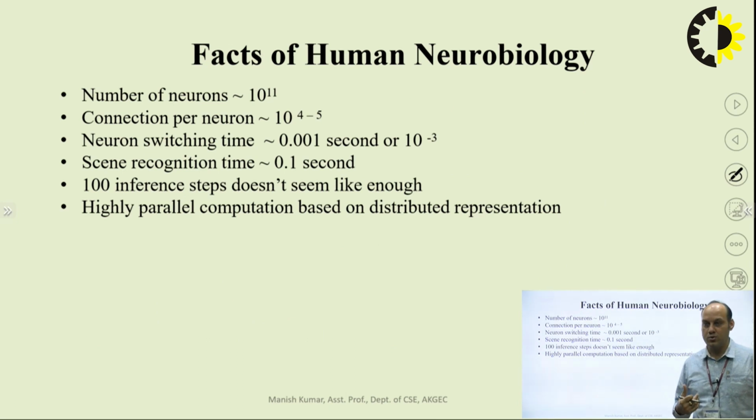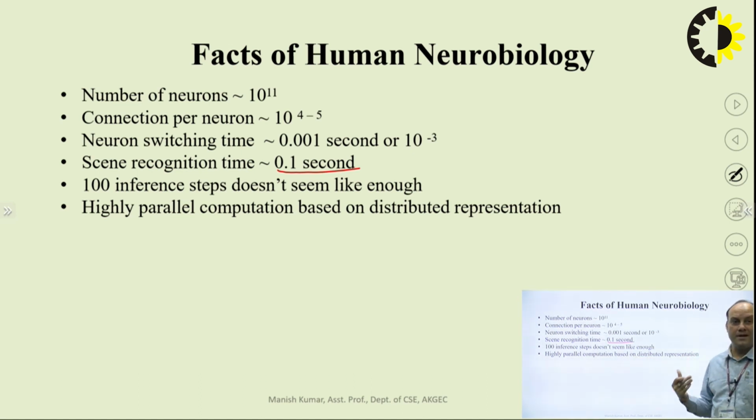Okay, students, there are several facts you should all know. There are millions and trillions of neurons: the number of neurons is 10 to the power 11, and each neuron is connected with several other neurons. Switching time means the response time is very fast. We can recognize a particular scene in around 0.1 second. We just recognize that I am seeing this PPT. So the response time is very fast. These are some facts.